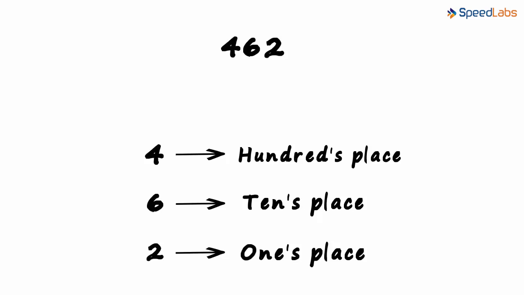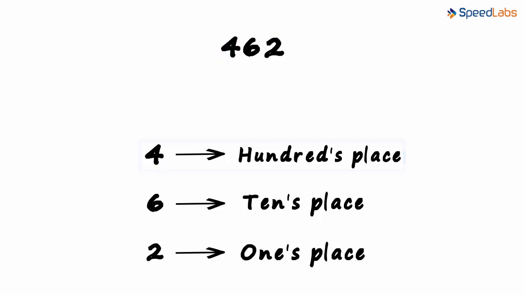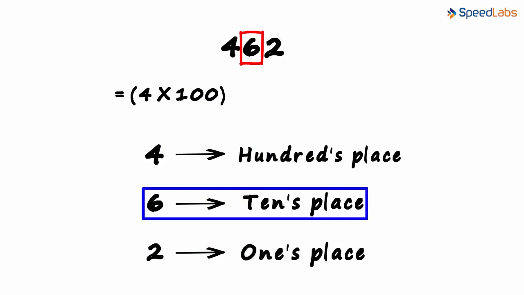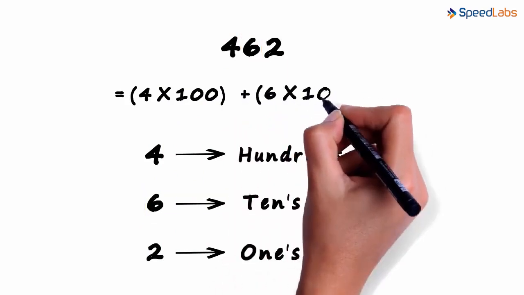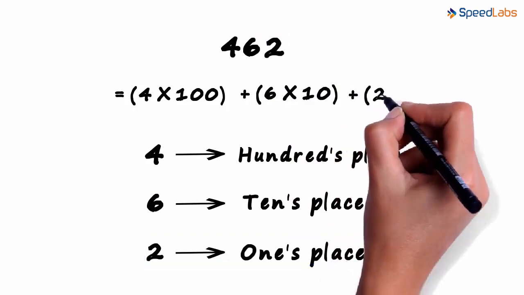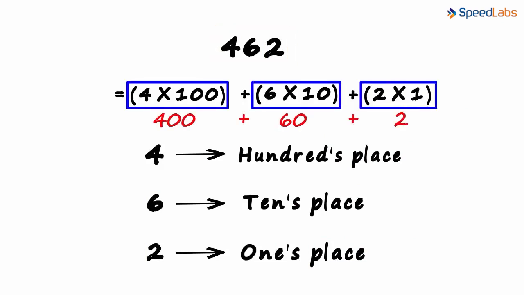With the help of place value, let's try to break this number down. As 4 lies in the hundreds place, we can write 4 times 100. As 6 is in the tens place, we add 6 times 10 to this. And as 2 is in the ones place, we add 2 times 1. That's how we understand the number 462: 400 plus 60 plus 2.